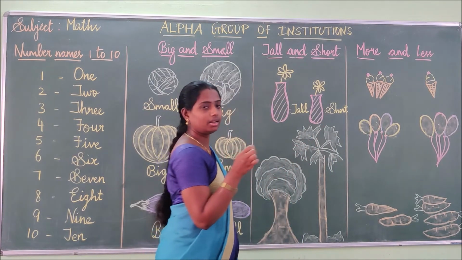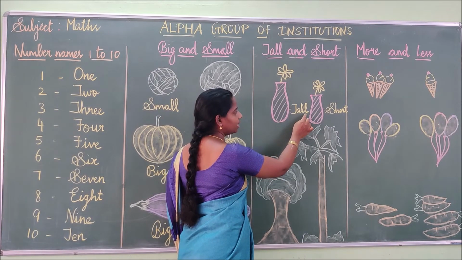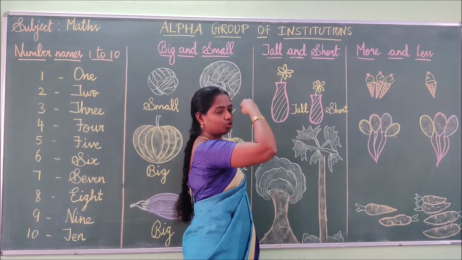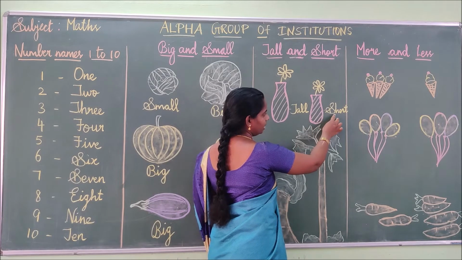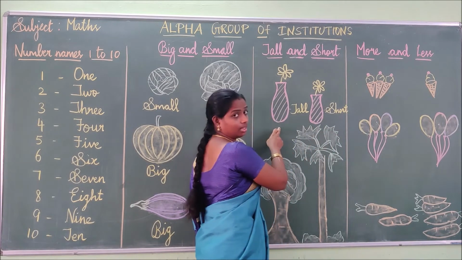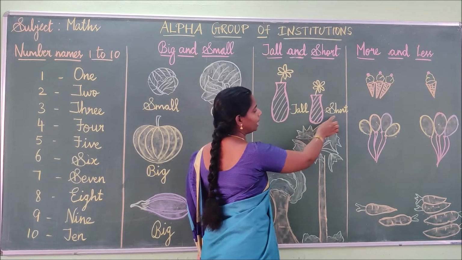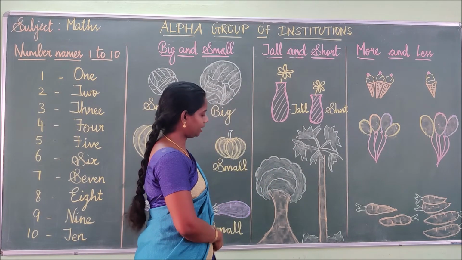Children, see, the spelling for tall is T-A-L-L, tall. The thing that becomes very high is considered to be tall. This is short, S-H-O-R-T. When compared to this flower vase, this flower vase is short, isn't it? So I am writing short here. Children, shall we go to the next picture?